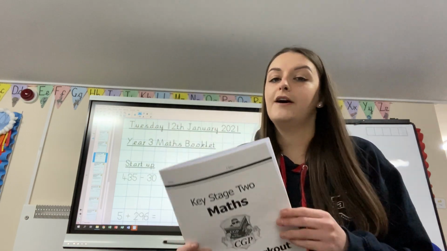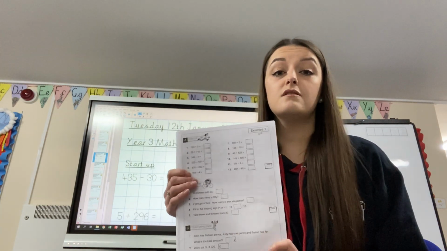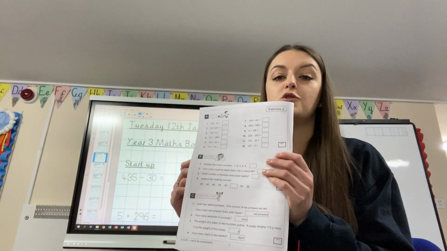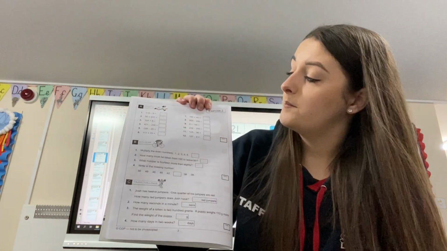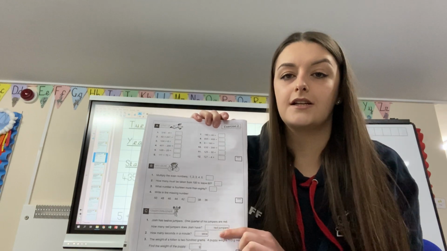Now we had lots of fabulous pieces of home learning sent in yesterday when you were completing your first page, page 1, and lots of you even completed the time yourself test, so well done. So today we're going to be moving on to page 2 and you're going to be completing the whole of exercise 2, so all 3 sections again.